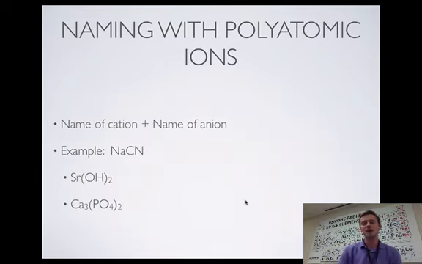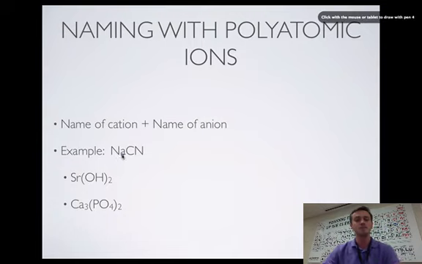Naming with polyatomic ions. So remember, polyatomic ions have more than one atom in the ion. So just like I did before, I'm going to take the name of my cation, and to it, I'm just going to add the name of the anion. I'm going to add the name of the polyatomic ion. I don't necessarily have to worry about adding IDE unless that's already just a part of the polyatomic ion's name. Okay, so here I have an example. I have sodium. Okay, so Na, remember Na was sodium.